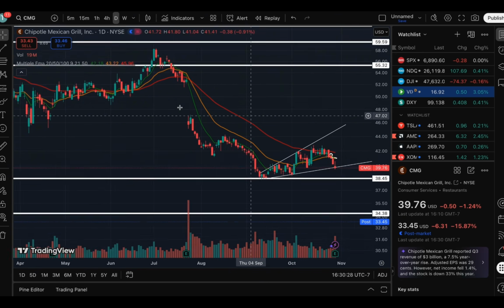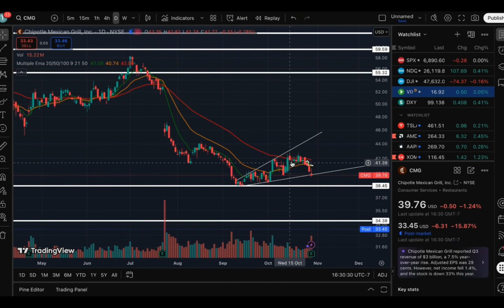But the most important thing here is that I've drawn trend lines and I've shown you that Chipotle was kind of trending in a trend line before selling off. Now it's going to break the trend line. It's going to break the level of support. It's really going to sell off like crazy.